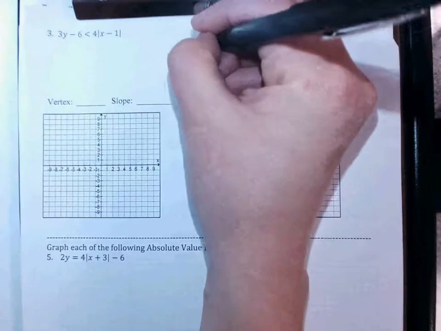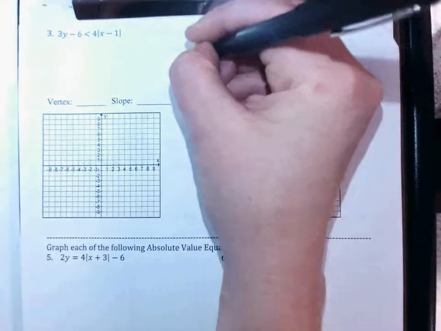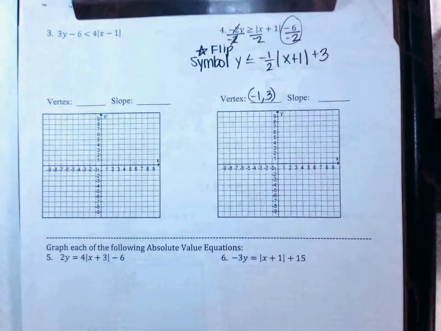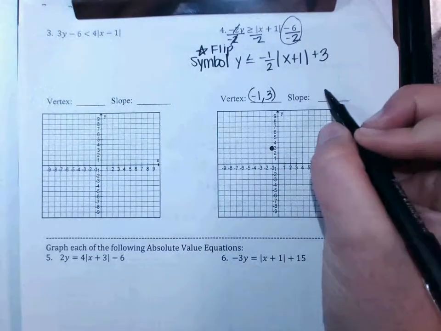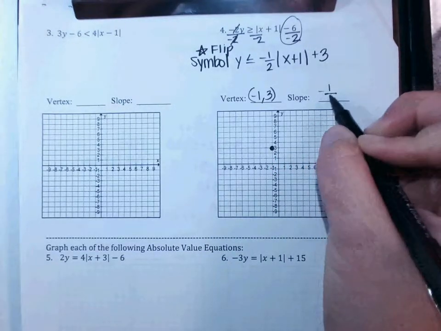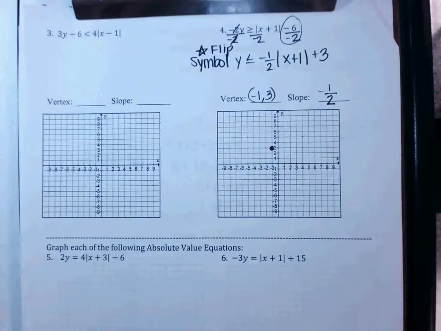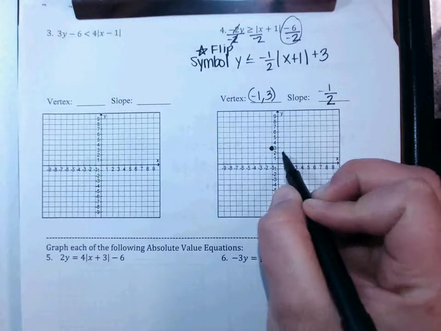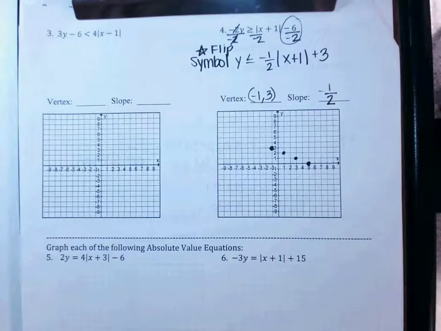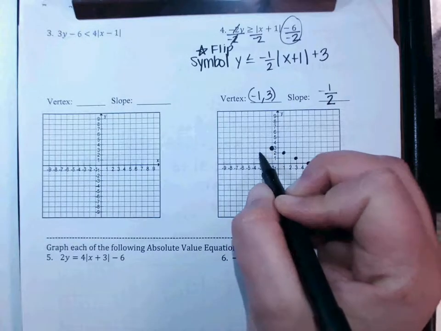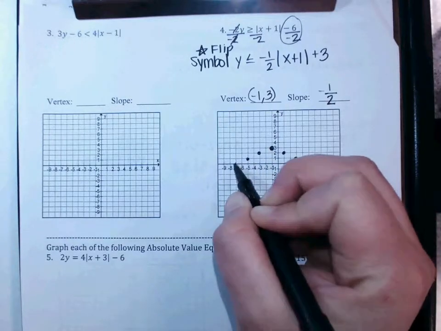Okay, and I'm going to put a star here and write that we flipped it. Negative 1, 3 would be right here. What is my slope? Negative 1 over 2. Now, make sure, guys, it doesn't matter where you put the negative. That's what I was telling Burkett. If you put your negative on the bottom with the 2, as long as there's a negative there, your V should open down. So I would go down 1 over 2, down 1 over 2, down 1 over 2. Same thing in the other direction. 1 over 2, 1 over 2, 1 over 2.